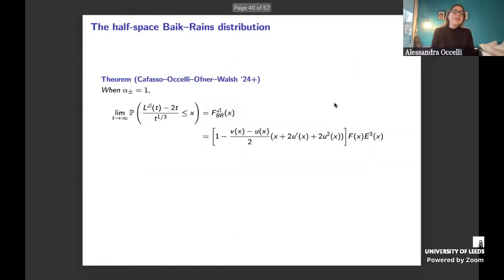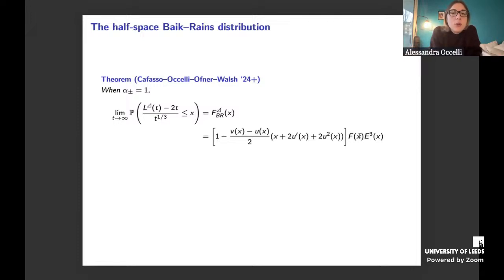Okay, so now let's go to the main result. This is the formula for the Baik–Rains distribution in half space. Here you can see you have a formula which is analogous to the Baik–Rains in full space. The difference is that instead of having V, you have V of x minus U of x divided by 2, and instead of having E to the fourth and F squared, you have E cubed F. But the structure is very similar.